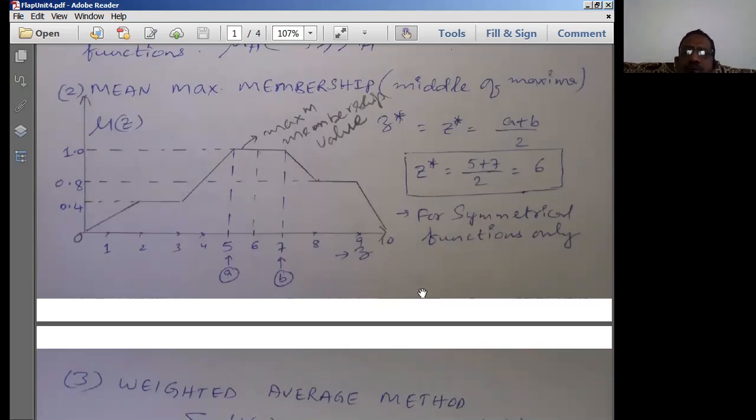Why am I going towards unit number 4? Because it is very, very easy to practice. So please practice these questions. It is simple elementary mathematics. You can easily score well in unit number 4.